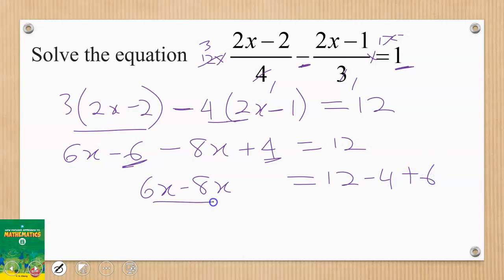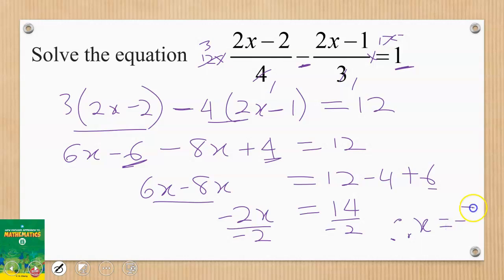As we subtract this, which gives us negative 2x, 12 minus 4 will be 8 plus 6, and that will give us 14. So since we want to make x the subject, we divide here by negative 2, and so therefore our x will be equal to negative 7, and that becomes the answer.